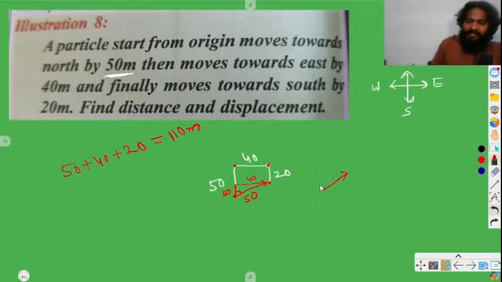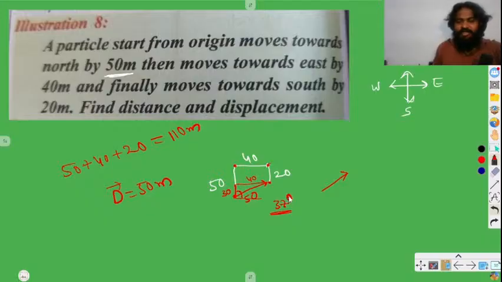Displacement is nothing but 50 meters, and it is making 53 degrees with the north, and with the east it will make 37 degrees, because 53 plus 37 is 90. So it is 37 degrees north of east. Clear? Hope you got the answer. And next, coming to the next question.